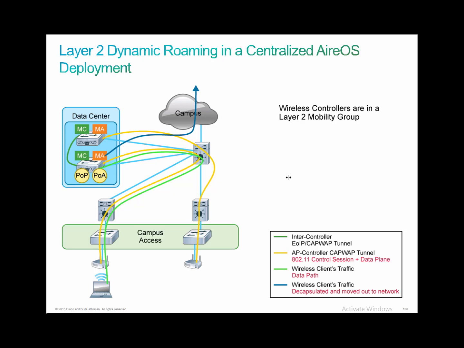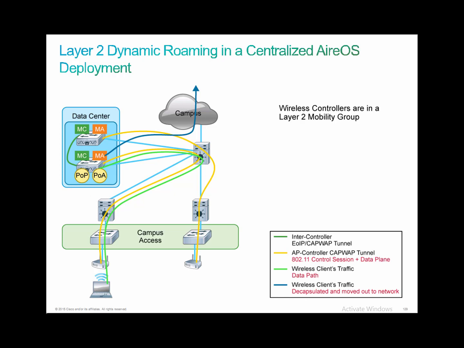Now, the bottom controller in this case was the original controller that I had associated to. That's where my point of presence and point of access is. Okay, and you can see that we have a CAPWAP tunnel. All my 802.11 control traffic and my data plane traffic goes to that controller. All right, and there's a CAPWAP tunnel that exists on the other AP as well, right?